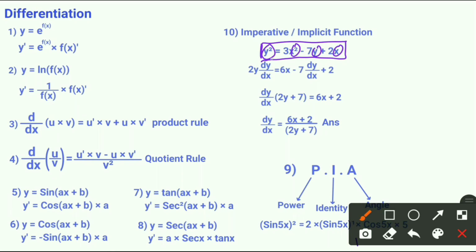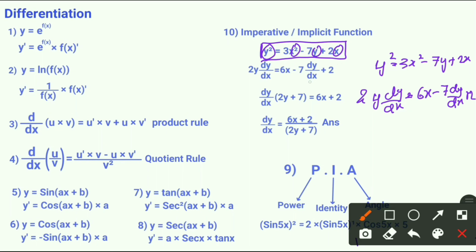We try to differentiate this. If we differentiate y squared, it's going to be 2y dy/dx. Differentiate 3x squared, so it's going to be 6x. Let me write it down: 3x squared minus 7y plus 2x. Differentiate y squared: 2 will come down, and y will be written as dy/dx. Then 6x minus 7 dy/dx, and then plus 2.